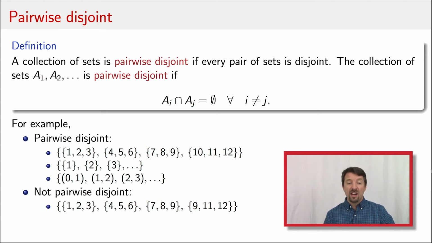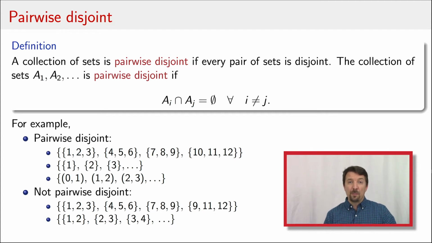Here are some examples that are not pairwise disjoint. So I took the first bullet point, where we had a set of sets that is pairwise disjoint, but now I just changed one number. I changed the 10 into a 9. And because I did that, if we take the intersection between the third and fourth sets, that is between the set of numbers 7, 8, 9, and the set of numbers 9, 11, and 12, we will get their intersection to be 9, right? Which is not the empty set. Therefore, this collection is not pairwise disjoint.